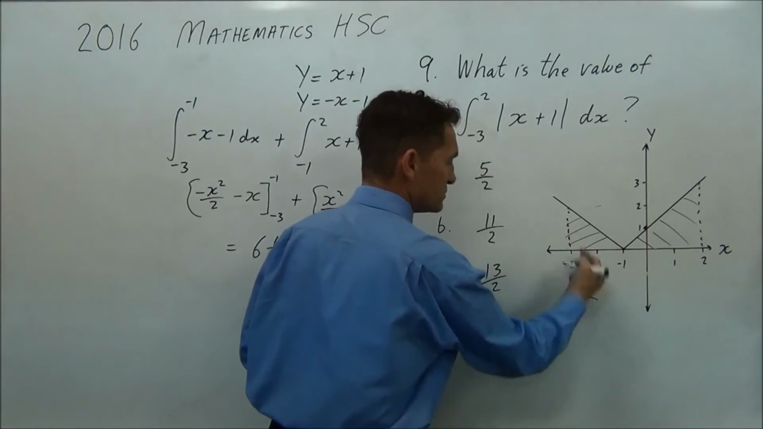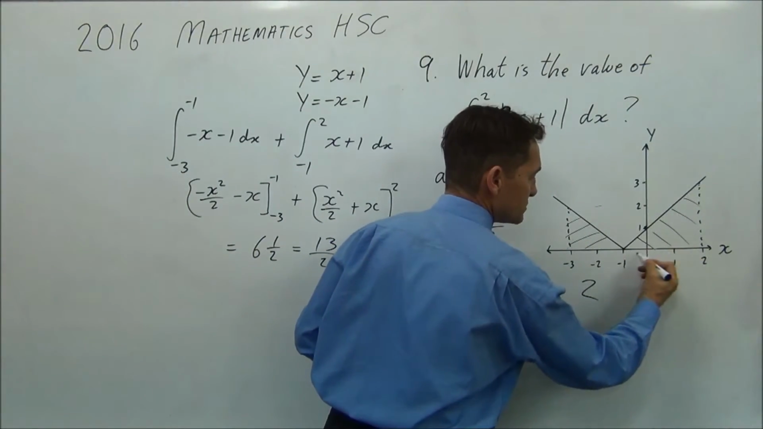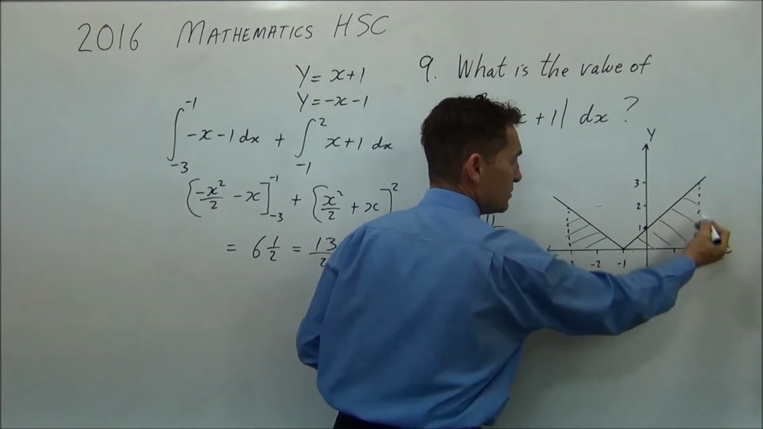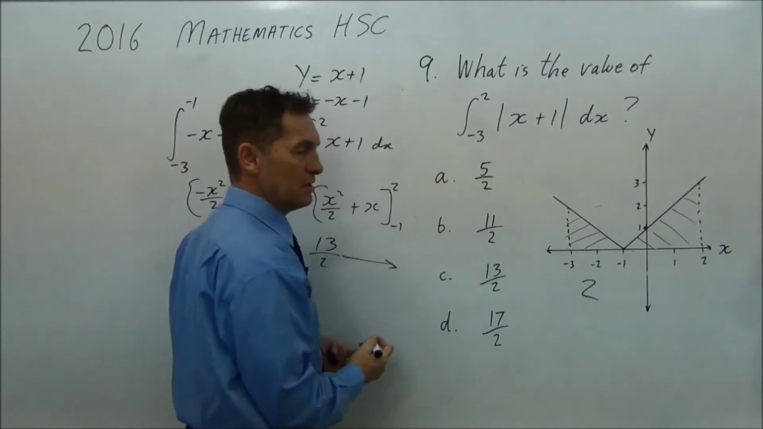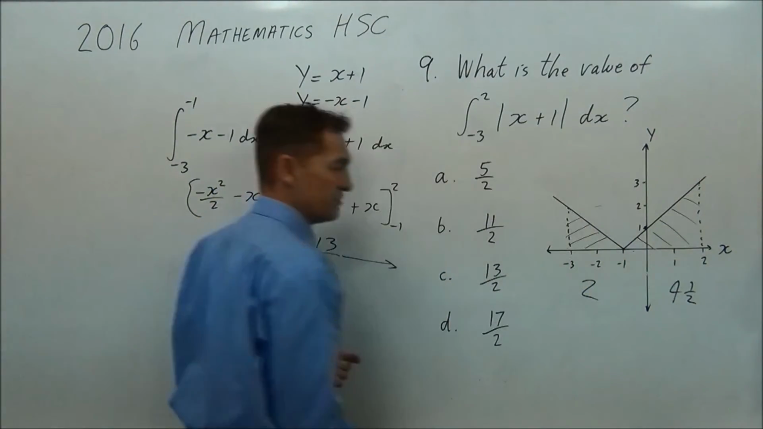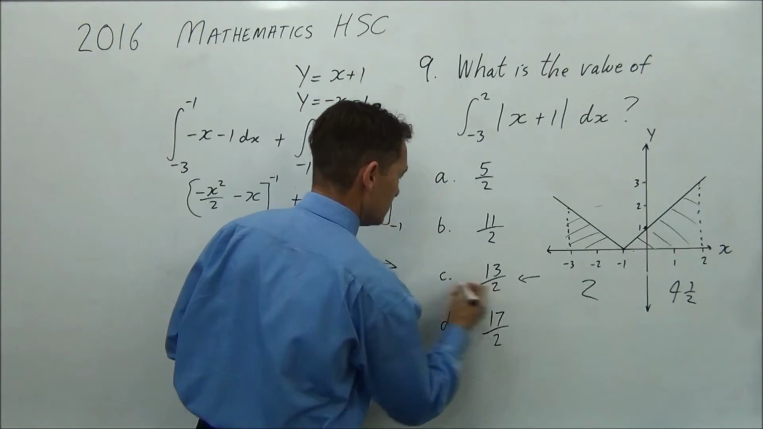So on this side you've got 2. And then the other side you've got half the base. Well, that's 3, so half the base is 1.5 multiplied by the height, which is 3. Well, 1.5 times 3 is 4.5. So 2 plus 4.5 is 6.5. And again, you get the answer of C.